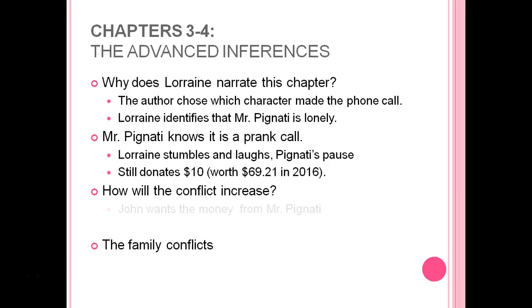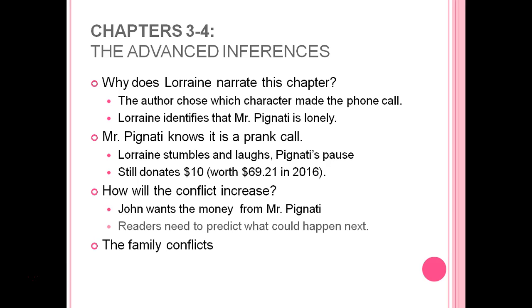Now, how will the conflict increase? Well, first of all, John wants the money from Mr. Pigmani because it is a lot of money, and if that's the case, he's going to try to get it to help him get things he wants, including alcohol, things like that. And also note, once again, predict what's going to happen next. If John wants that money, he's going to try to convince Lorraine to go to the house, and it is chapter 5 next, so John's going to be the one telling us all about it.